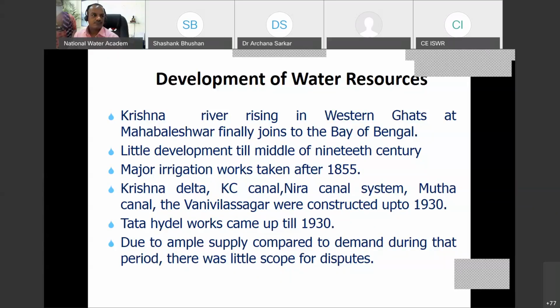After the major irrigation development in the Krishna Basin started, the first was the Krishna Delta development, which was started with the Vijayawada Anicut and the Delta area. Similarly, the development started in Bombay state on the Nira system.